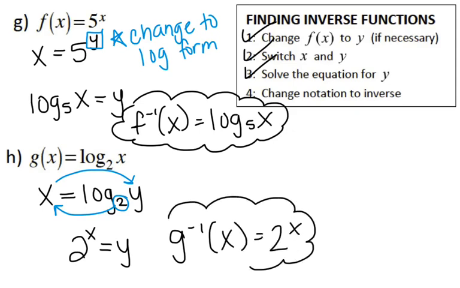So finding the inverses of logarithmic and exponential functions is actually very simple. If you'll notice, our exponential function right here was 5 to the x, so your base was a 5. So that means its inverse is going to be a log base 5. For letter H, our log was a base 2. So that means the inverse is going to be an exponential function with the base 2. So there's really not a whole lot of work involved for those.